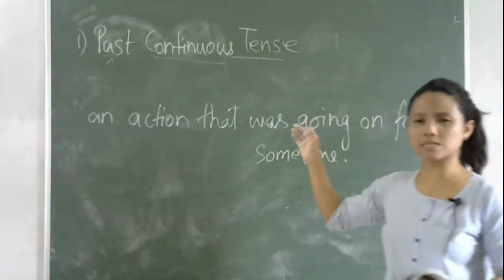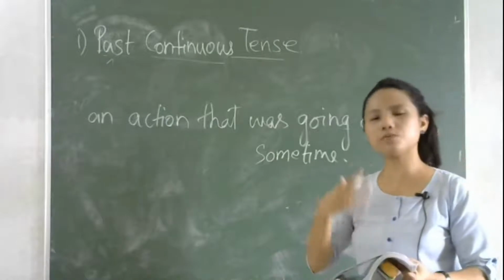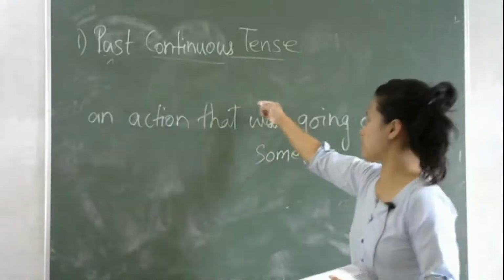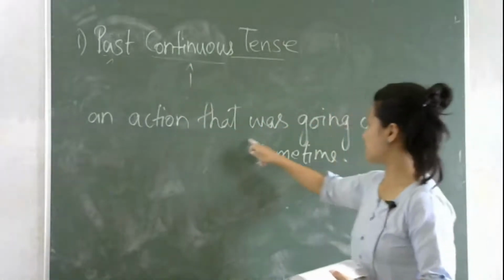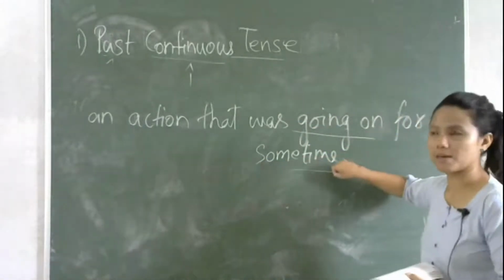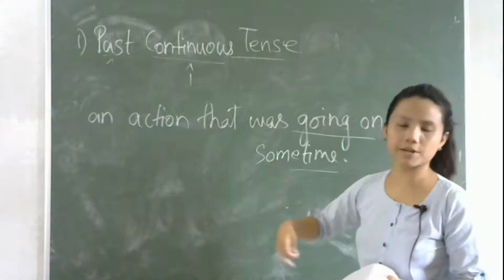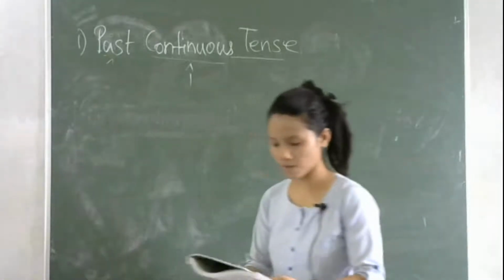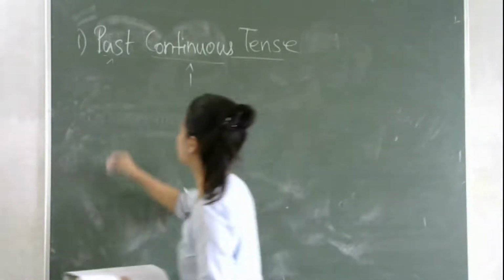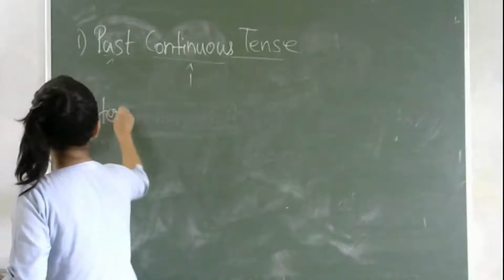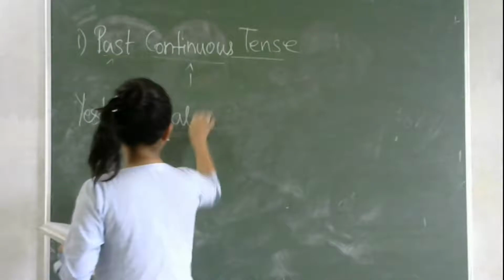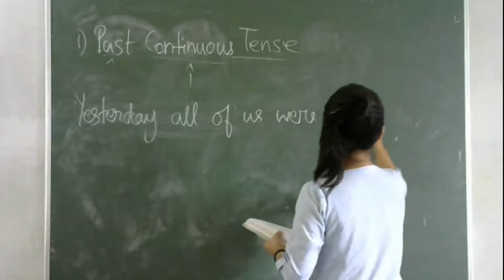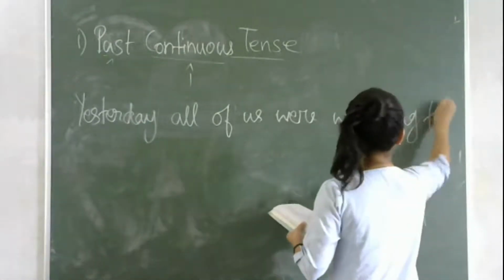The simple past tense is like the action started and it was completed. That means it was over, it was finished. But in the past continuous tense, it is an action that was going on for some time, maybe 1 day, maybe 2 days, a certain period of time. So let us see the examples. Yesterday, all of us were watching the cricket match.